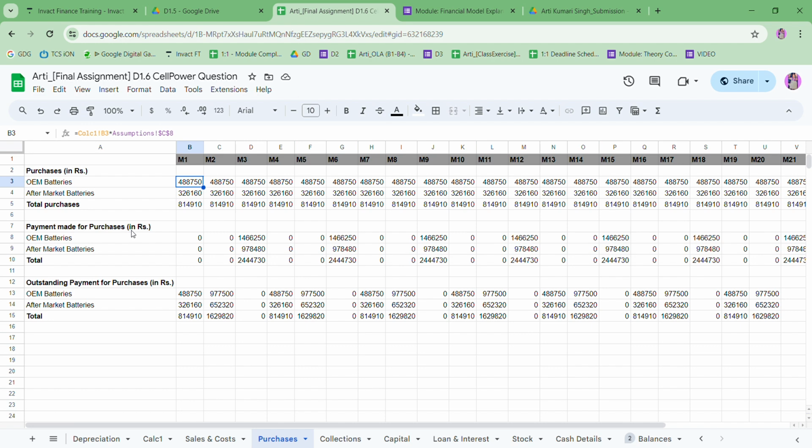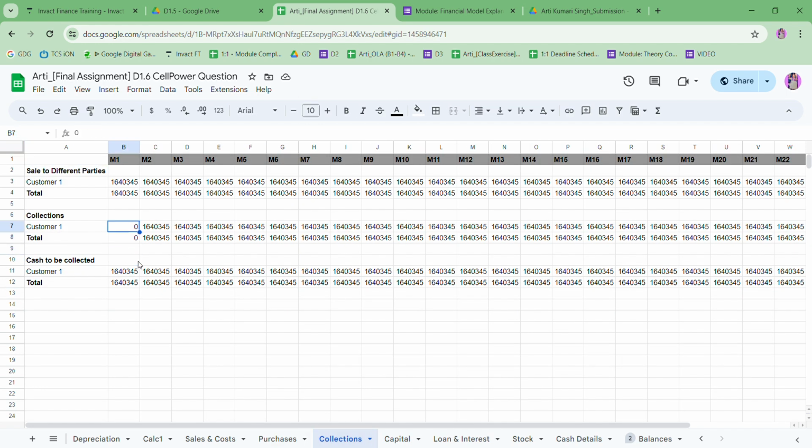How we have calculated purchase in quantity with purchase price, and then payment made every third month. We have calculated in that way only, that every third month purchase payment has been done, and because of which our outstanding payment for purchases is shown like this. We have deducted payment made for purchases from purchases to get the outstanding payment for purchases.